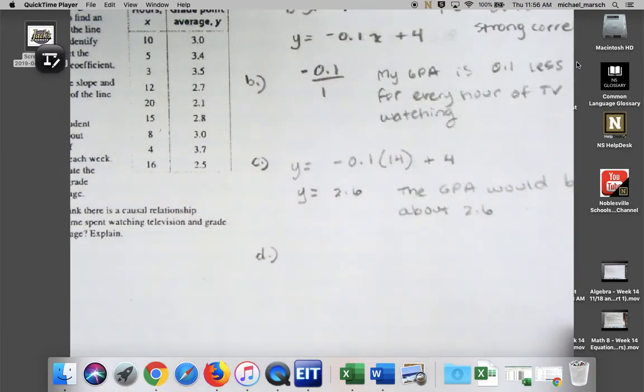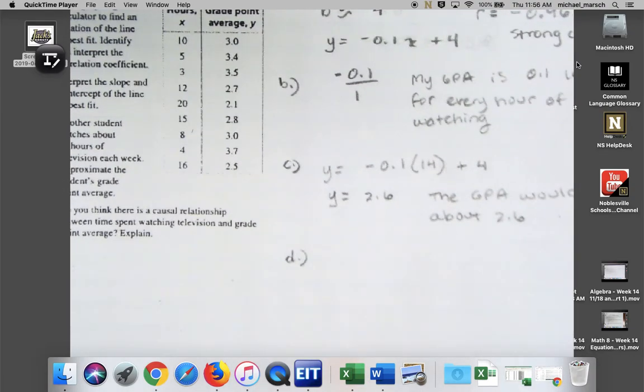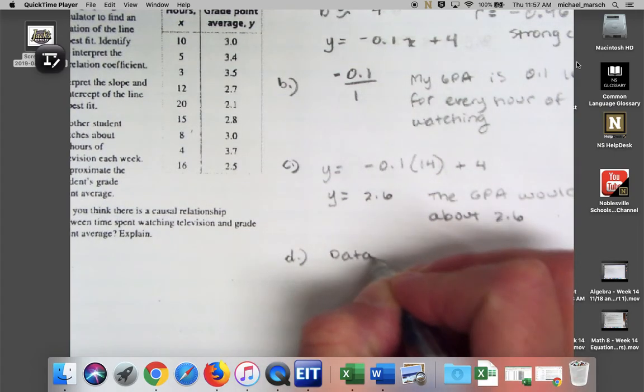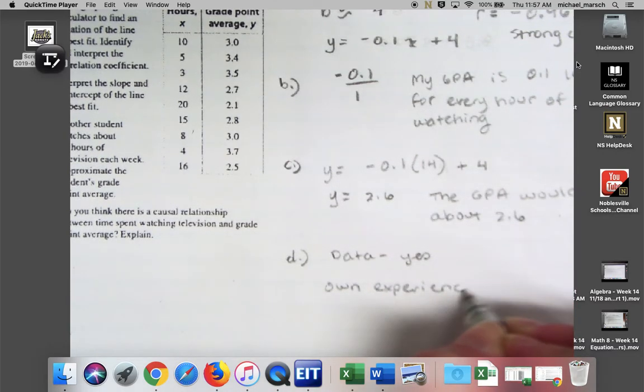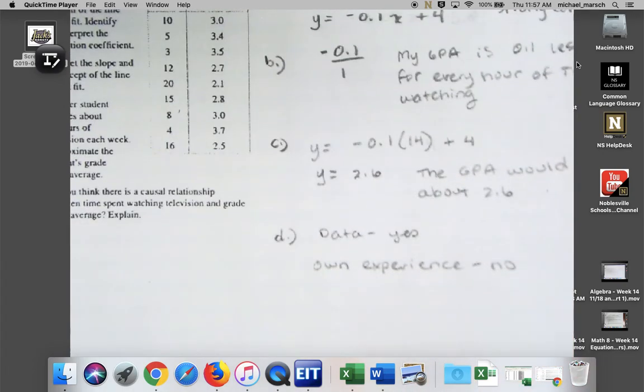Okay, so part D says, do you think there's a causal relationship between time spent watching television and grade point average? Meaning, is there really a connection? In this situation with the data they've given us, yes. Based on the data, we could say yes, but based on your own experience? No, unless you're spending all your time on it. I still watch TV and I finish all my stuff. It depends on the person. Do you have your other stuff done and you're just filling time, or are you avoiding anything school-related? So it definitely depends on the person.